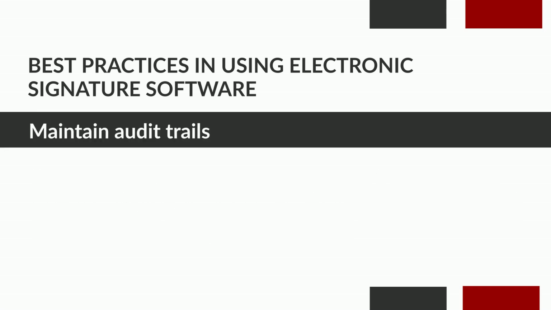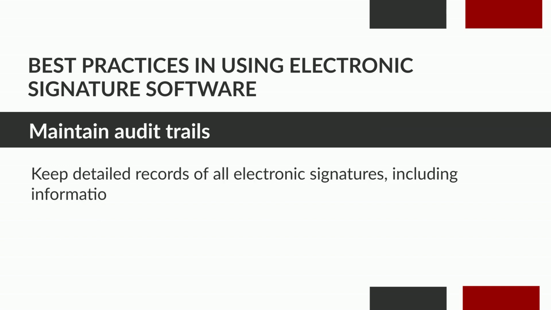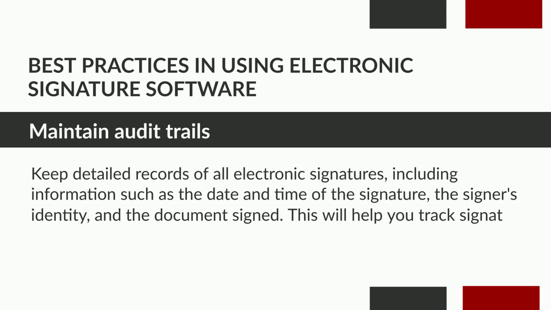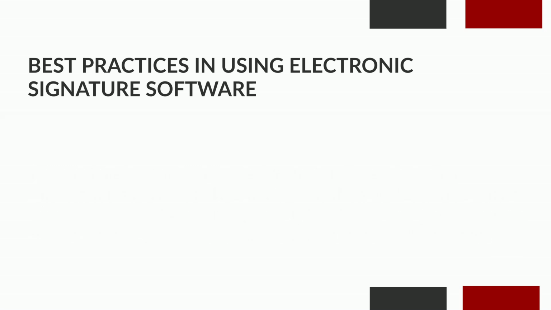Maintain audit trails. Keep detailed records of all electronic signatures, including information such as the date and time of the signature, the signer's identity, and the document signed. This will help you track signature history, ensure compliance, and provide an audit trail if needed.